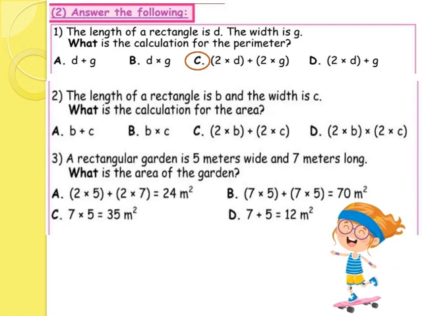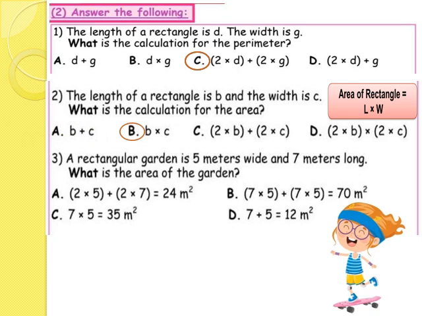Another question. The length of the rectangle is B. Okay, length is B instead of L. No problem. And the width is C. Okay, what is the calculation of the area? Remember the area of a rectangle? The rule of area? Super, length by width. Here it's B by C. Which answer? Good job, B by C.